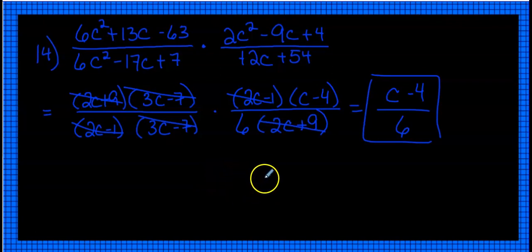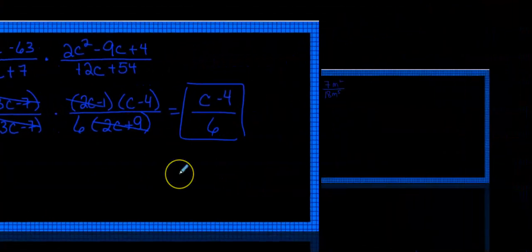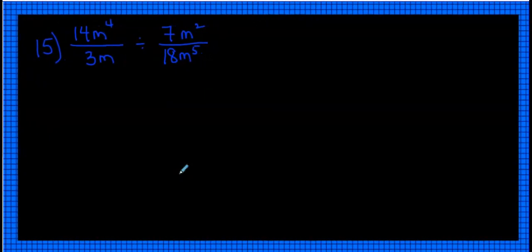The next 6 problems are division. So I want to remind you of 2 things. Division, we have to change this to multiplication and flip this second fraction over. I also want to remind you that when you're looking for those extraneous roots, those restrictions, you're going to look at this denominator and both numerator and denominator here. If you don't remember why, go back and watch the video lesson.